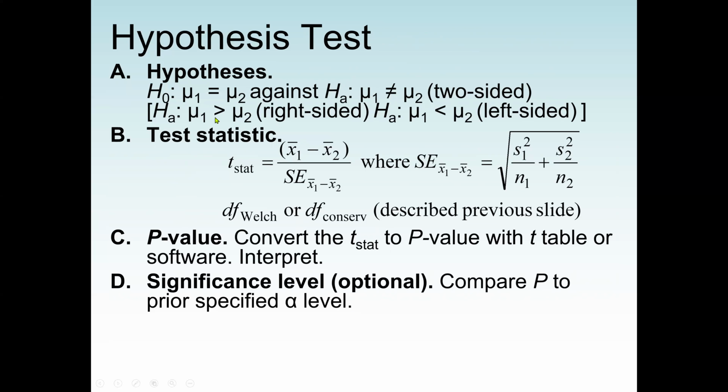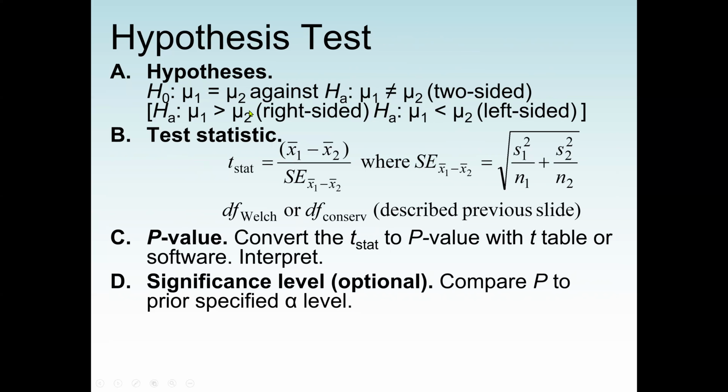So here we have two data sets, two different samples. We want to check if both population means are the same. So the claim for the null hypothesis will be mu1 equal to mu2, against mu1 not equal to mu2, which will be two-sided. Or the alternative hypothesis also can be mu1 greater than mu2, which is right-sided, or mu1 less than mu2, which is left-sided.